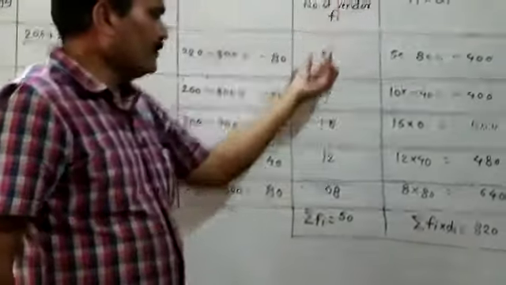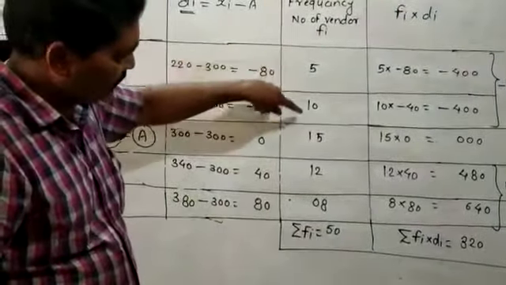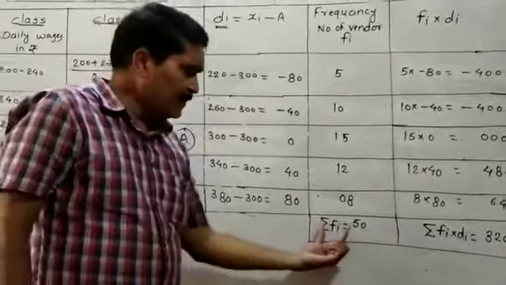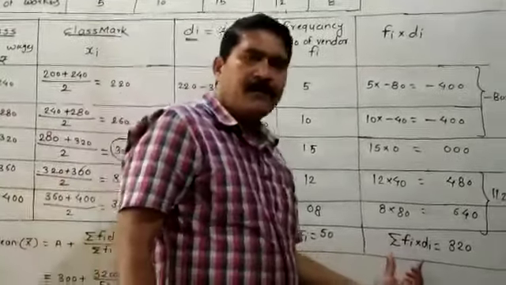Then you have to find out the sum of fi. Sum of fi means 5 plus 10 plus 15 plus 12 plus 8, which is equal to 50. This is the sum of fi, and this is the sum of fi di.